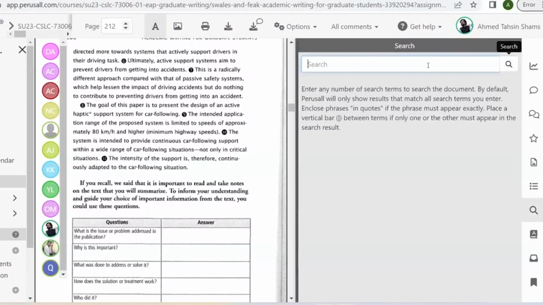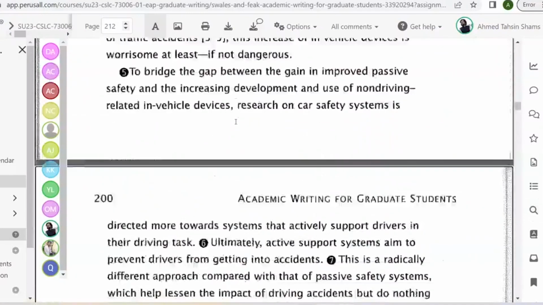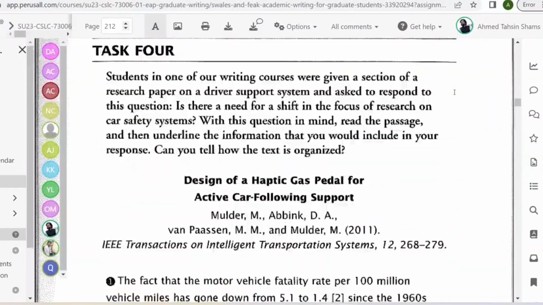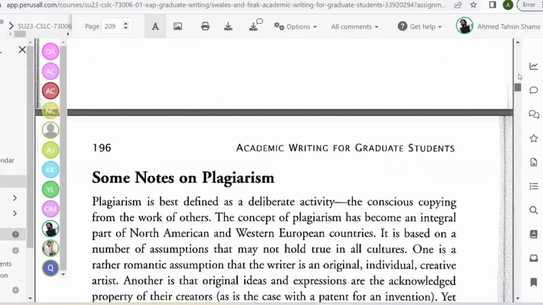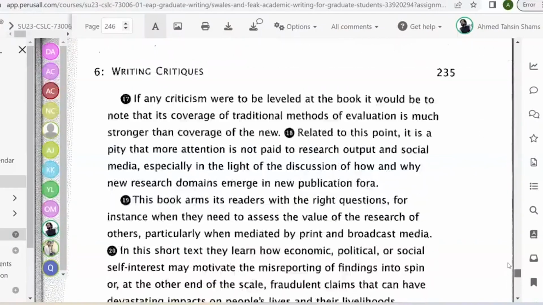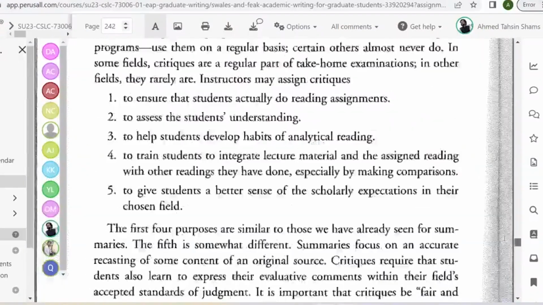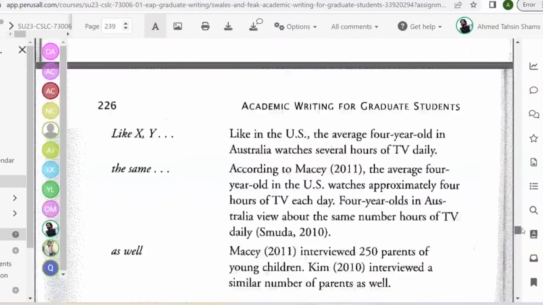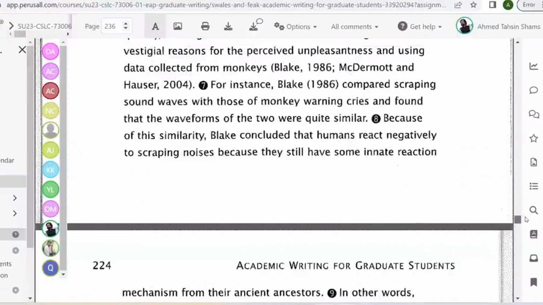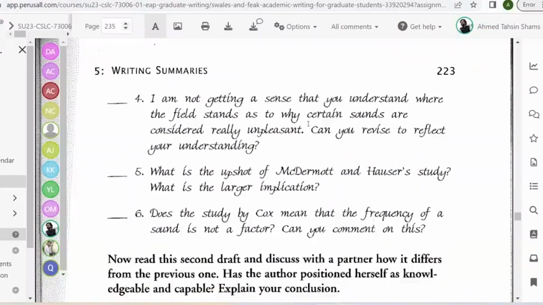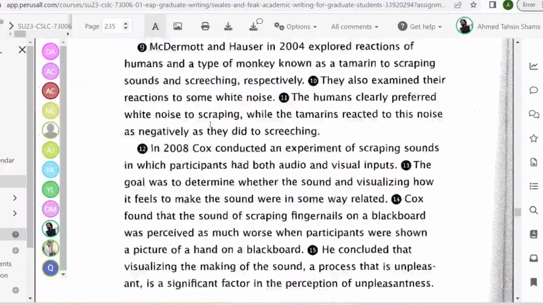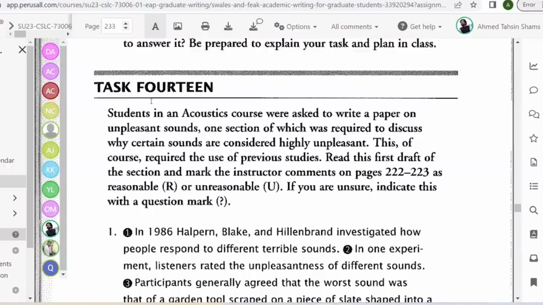Right here. If you type 210, it should take you to this page. Oh no, I'm wrong. Task 14, 15, and I'm there. No, page 2, 3. Sorry, yeah. Got it. Yes, we are here. Page 2, 3, 3. And if you're following the hard copy book, that's a different page. Yeah, if you're on perusal, then that's the page. If you're on hard copy, then the page number is 221.